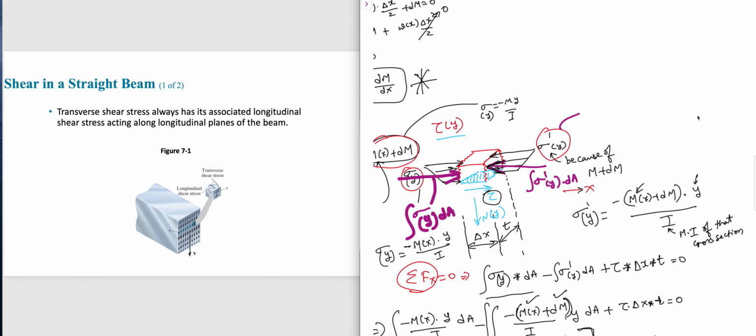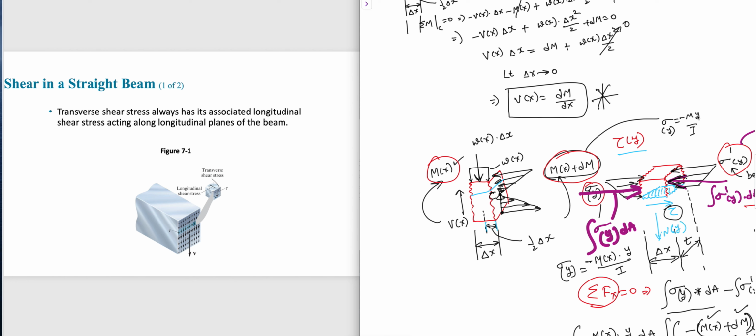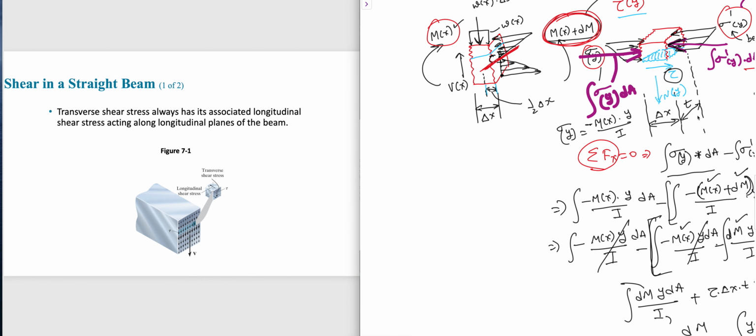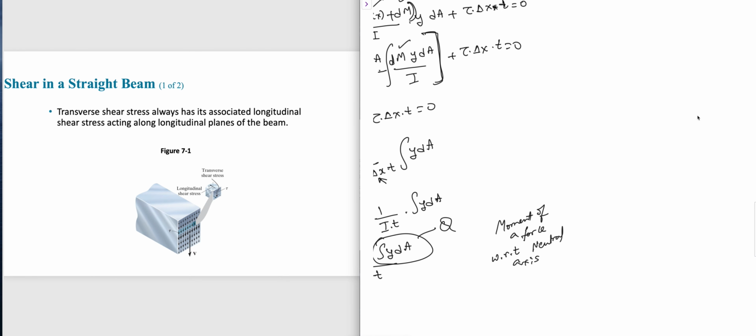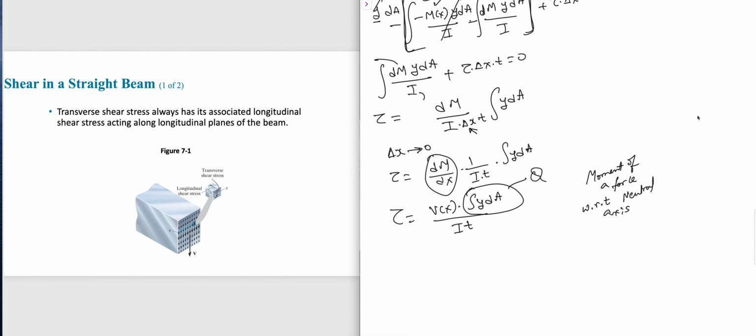That means with respect to this axis, which we call the neutral axis, right? What is the moment of a force? How do you write the moment of a force? Force times distance, right? So the moment of a force with respect to the neutral axis, if I ask you that, you would just say it is nothing but force times the perpendicular distance from the neutral axis.